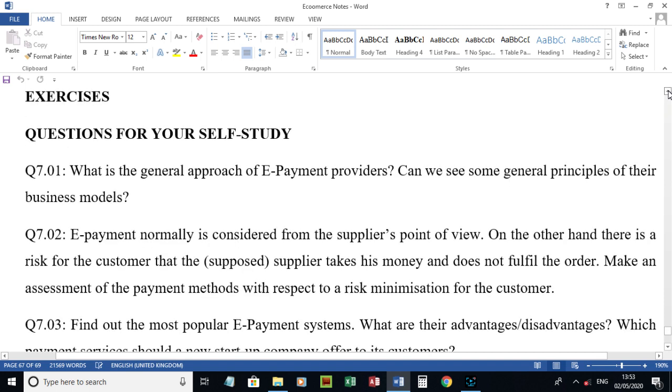Exercises for your self study. Number one: what is the general approach of e-payment providers? Can we see some general principles of their business model? Do some research: MTN Mobile Money, Momo, Vodafone Cash.